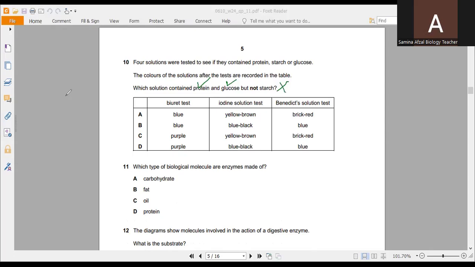The biuret test is used to test for the presence of proteins. Iodine solution is used to find out the presence of starch, and Benedict's solution is used to find out the presence of reducing sugar, or glucose molecules.